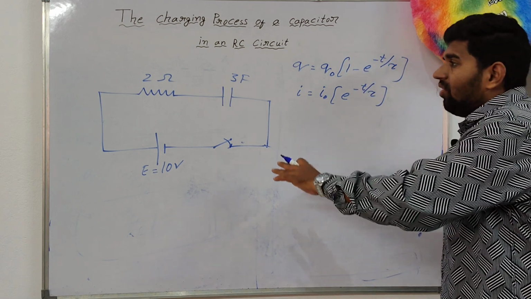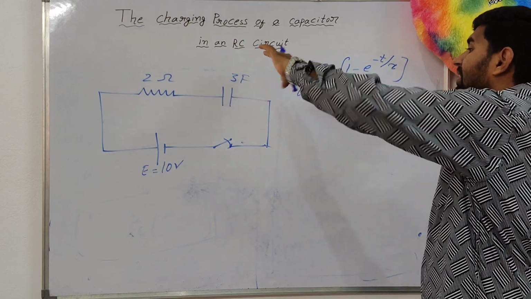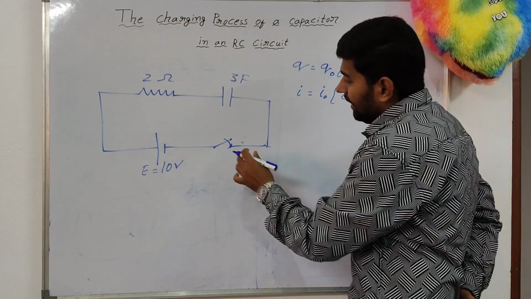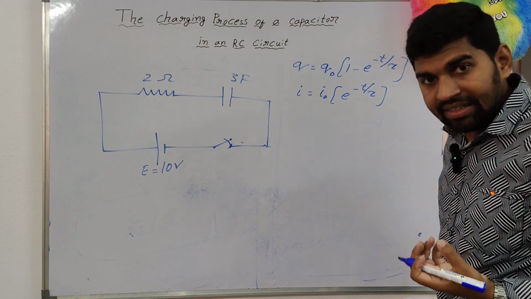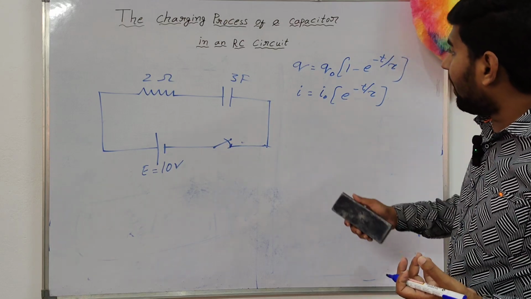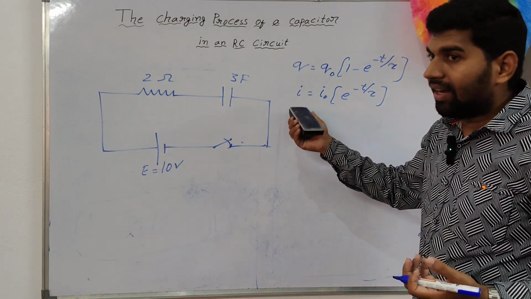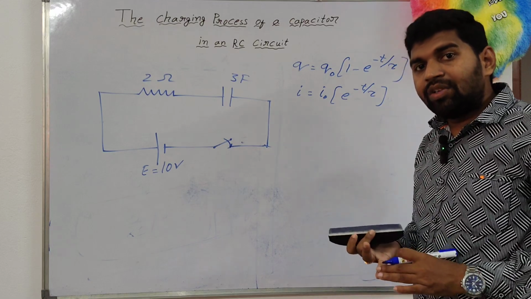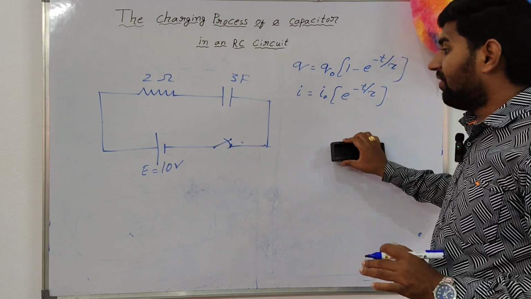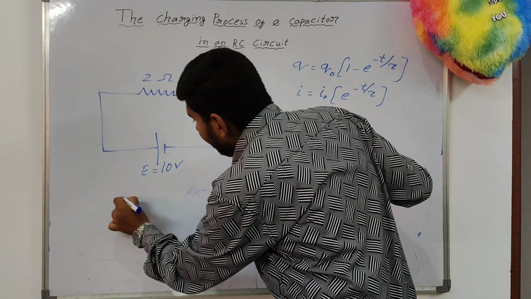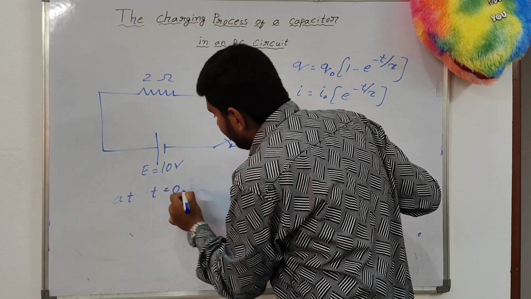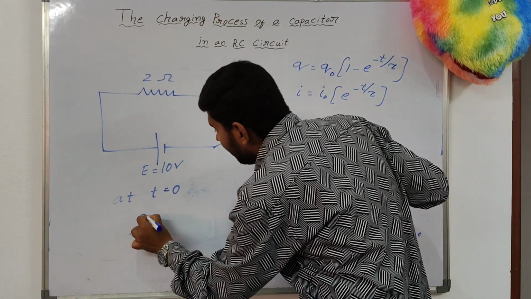Now, we want to find out how much current is flowing through the circuit at t is equal to 0 as well as t is equal to infinity. We have to find out the charge and current at the time interval t is equal to 0 as well as t is equal to infinity. At t is equal to 0, what is the charge?